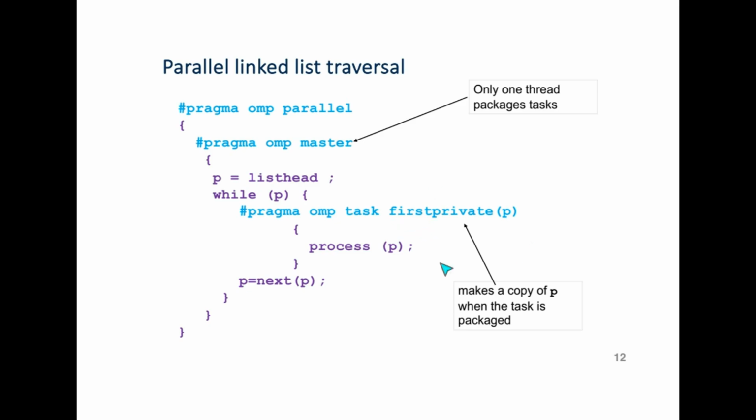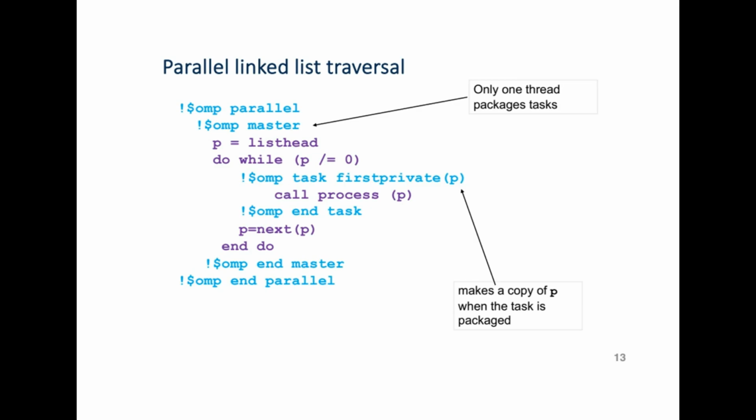So this firstprivate makes a copy of P at the point where the task was generated. The problem is that as soon as the task is generated, the master thread is going to get a different value of P. So we have to have some mechanism for storing the appropriate values of P alongside all the tasks. That's what firstprivate is doing here. And the Fortran version.